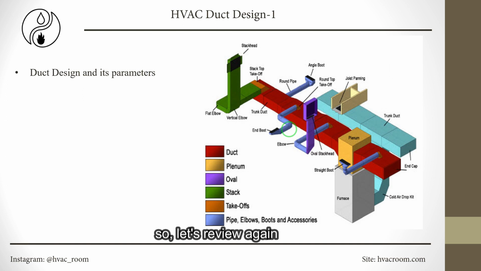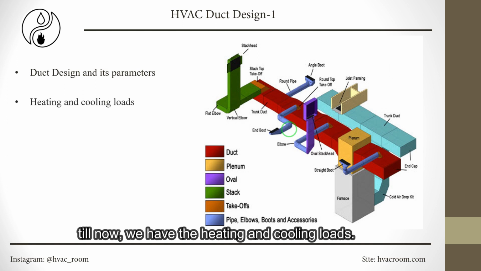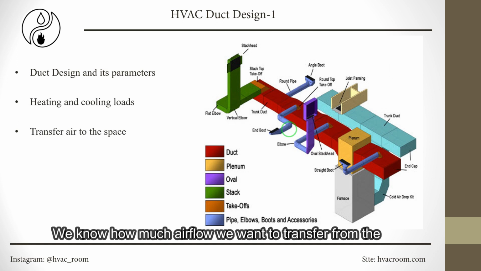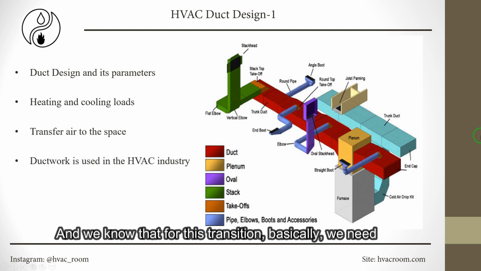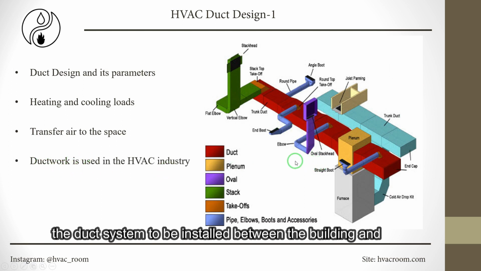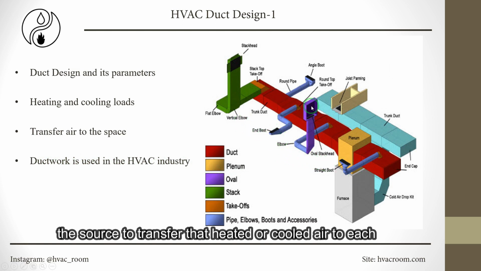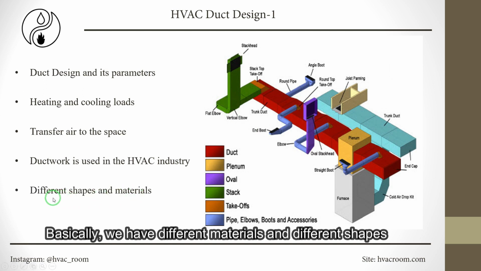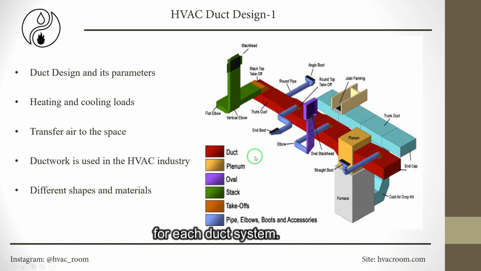So let's review again. Until now, we have the heating and cooling loads. We know how much airflow we want to transfer from the source to the space. And we know that for this transition, basically we need the duct system to be installed between the building and the source to transfer that heated or cooled air to each zone, basically. We have different materials and different shapes for each duct system.